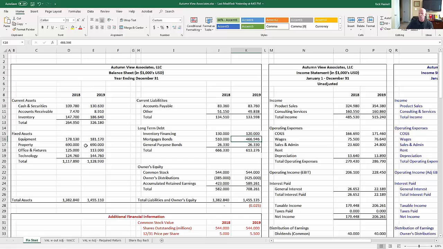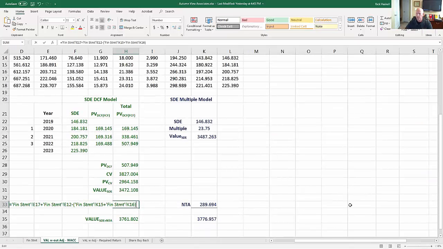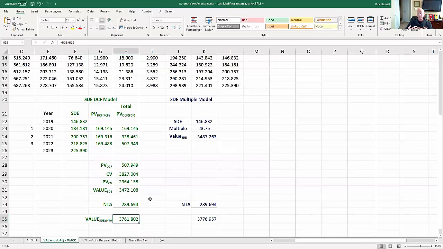So now we can create a net tangible asset space. So as I calculate net tangible assets, you can see I'm pulling those values from the financial statements. And I'm taking the inventory here in E17 plus the real estate in E12 and subtracting from it the financing for the inventory and the financing or mortgage for the real estate. And that gives me a sum of 289.7 for net tangible assets. And then I can go ahead and add that to the valuation that is strictly a function of the seller's discretionary earnings. And it gives me an overall valuation of $3,761,802. Well, I would have missed 289.7 of that had I just done a multiples-based valuation, or if I had just done a DCF valuation.